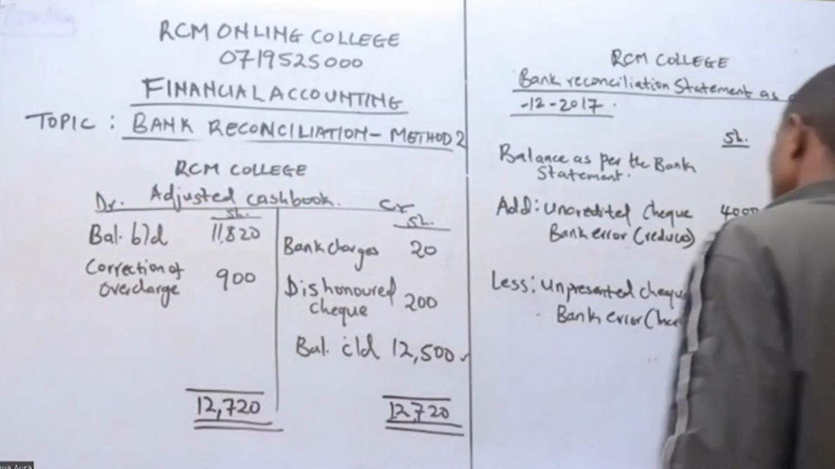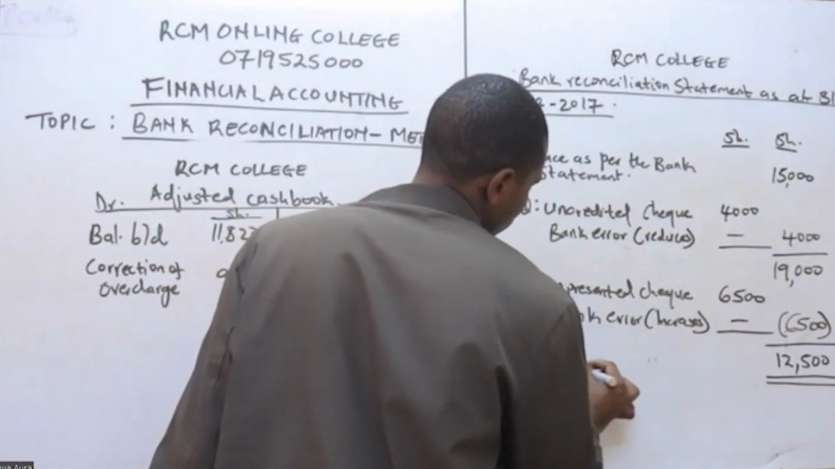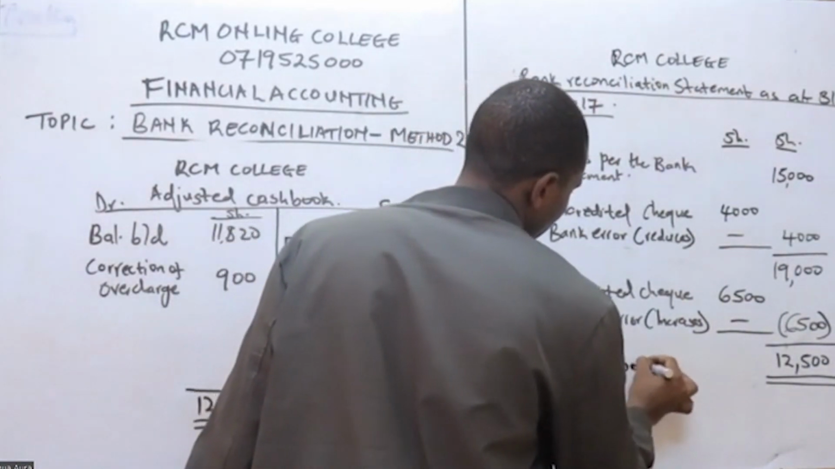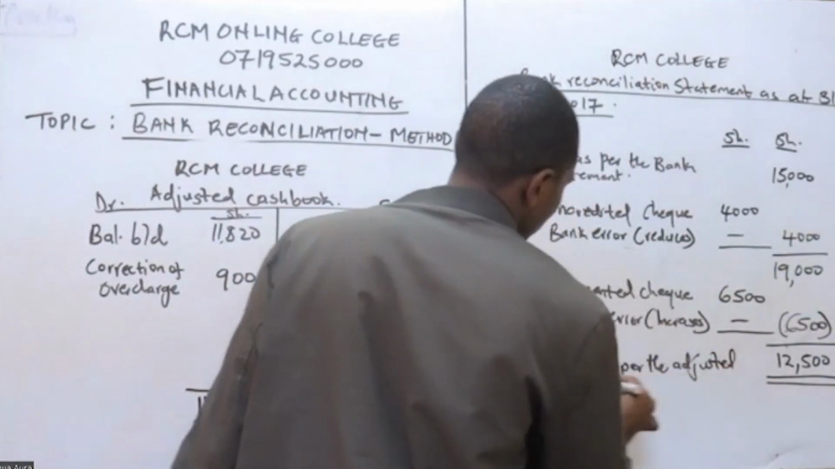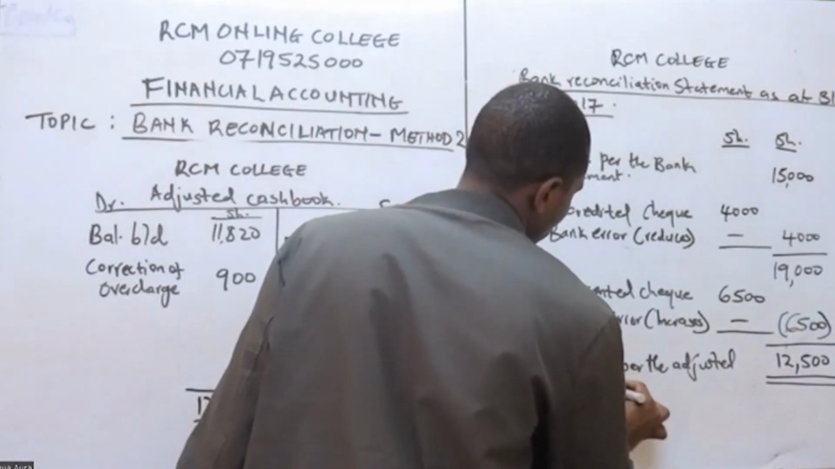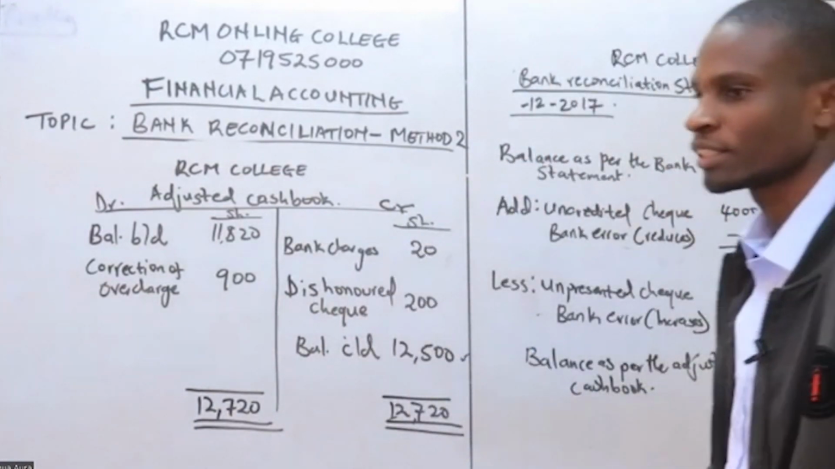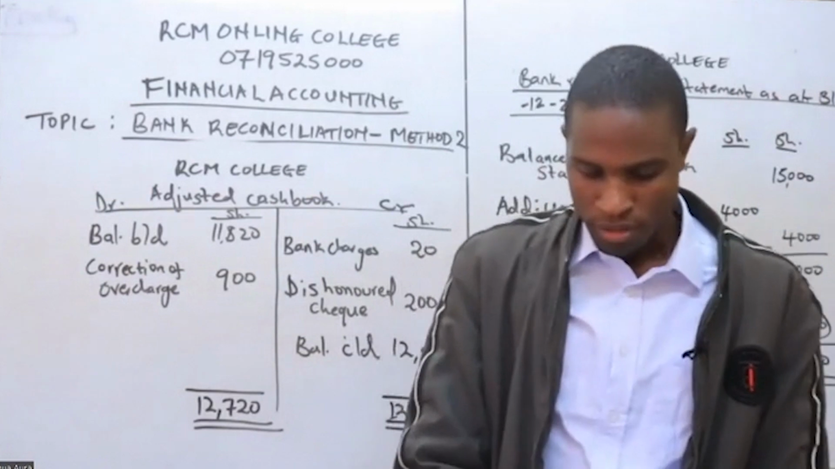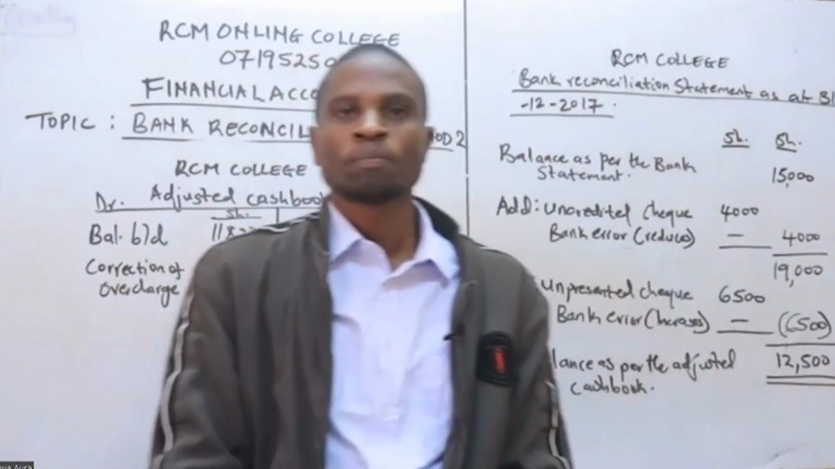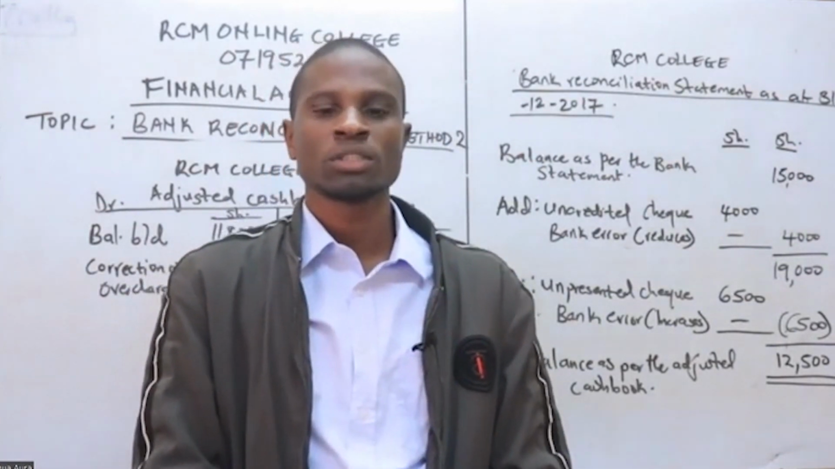So this is what we are saying, that this is the balance as per the adjusted cash book. You can see the balance is the same as what we are getting in our statement. So basically, that is how you use the two methods to come up with a bank reconciliation statement.